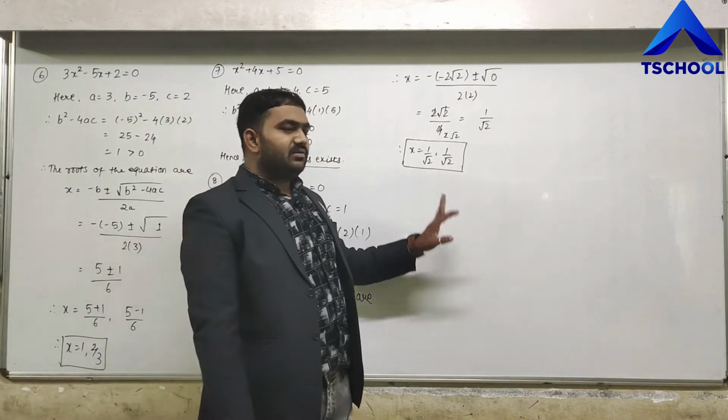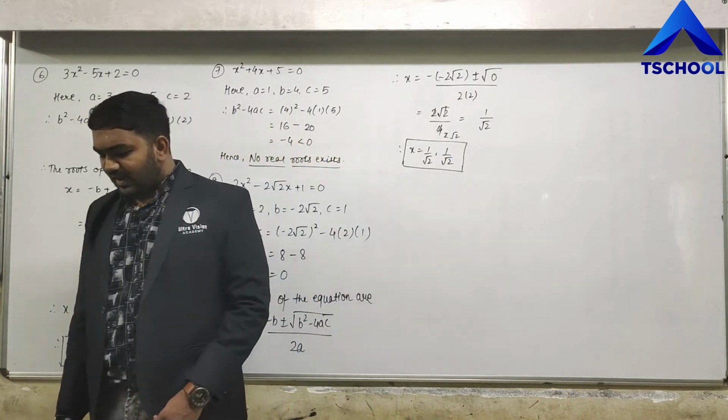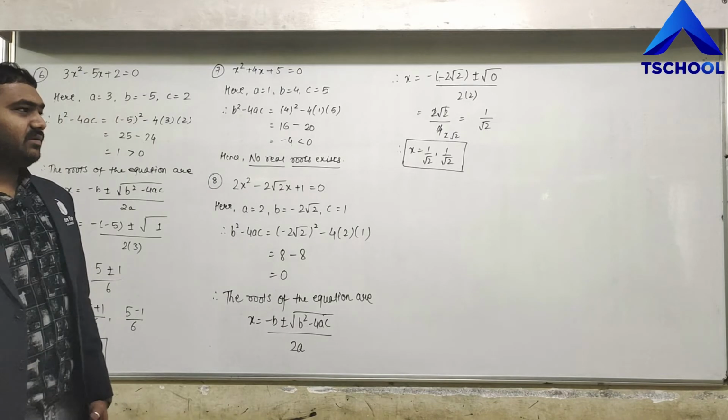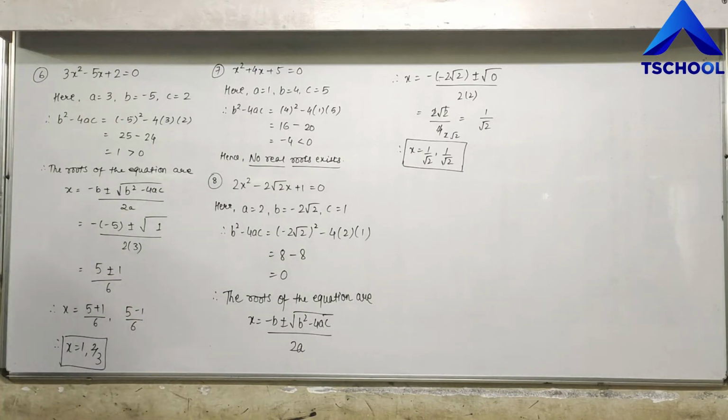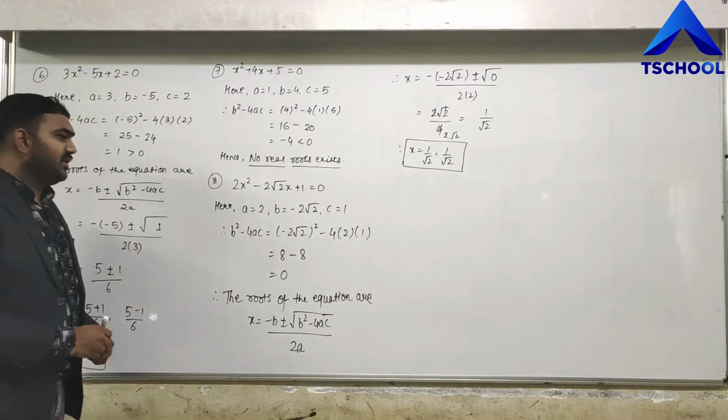So x equals 1 by root 2 and 1 by root 2 are the roots of the given quadratic equation. Is it clear, friends? Right? Now let us take one or two of the examples that we solved in the previous topic, so that we can come to know how this actually works.